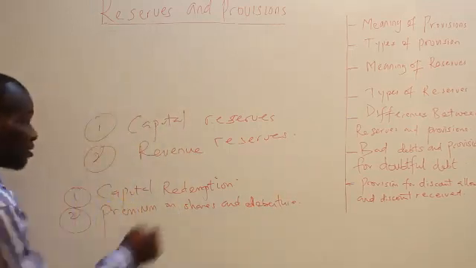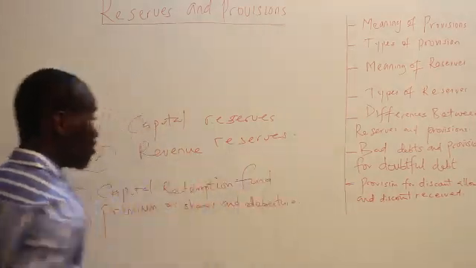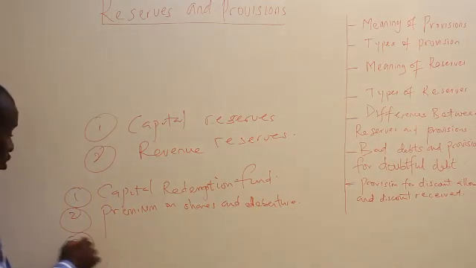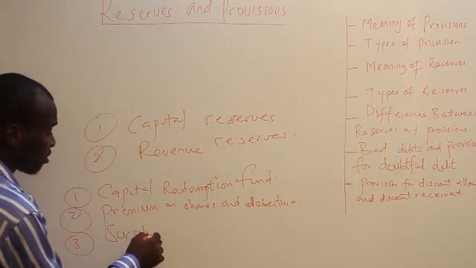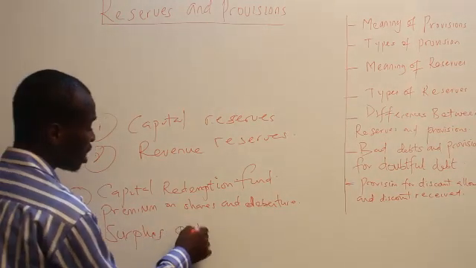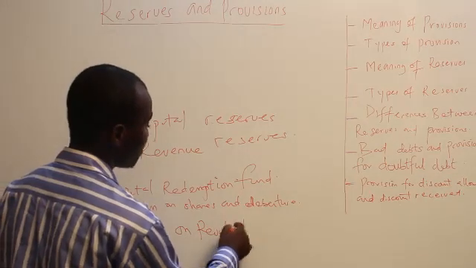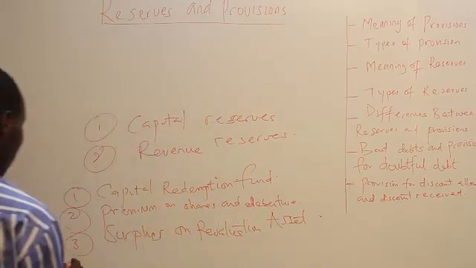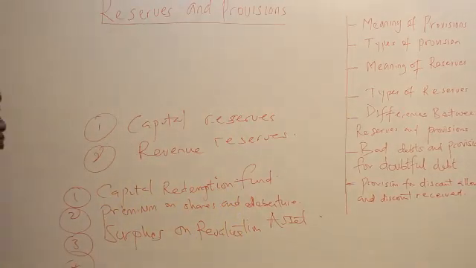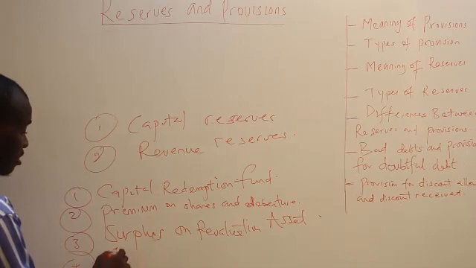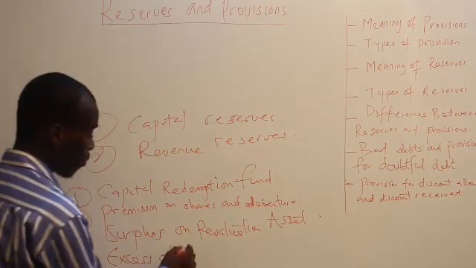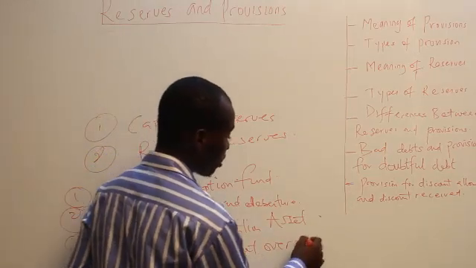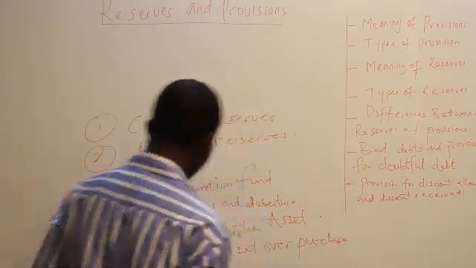So we can get the capital reserve from the capital redemption fund, premium on shares and debentures. You can also have it from surplus on revaluation of assets. If there's some revaluation on the asset, that can go to reserves. And number four, we have excess of net assets over purchase consideration.